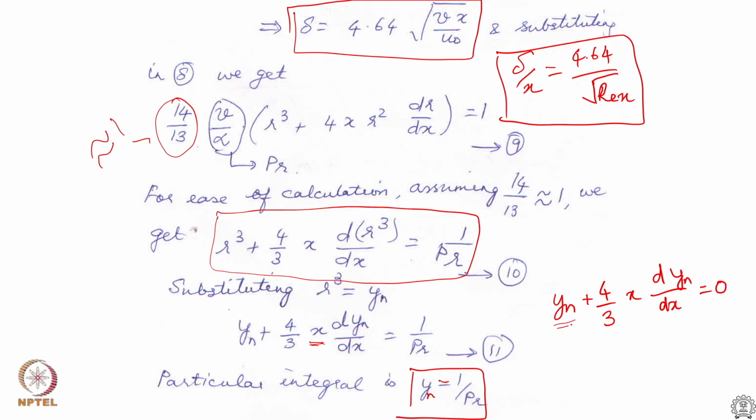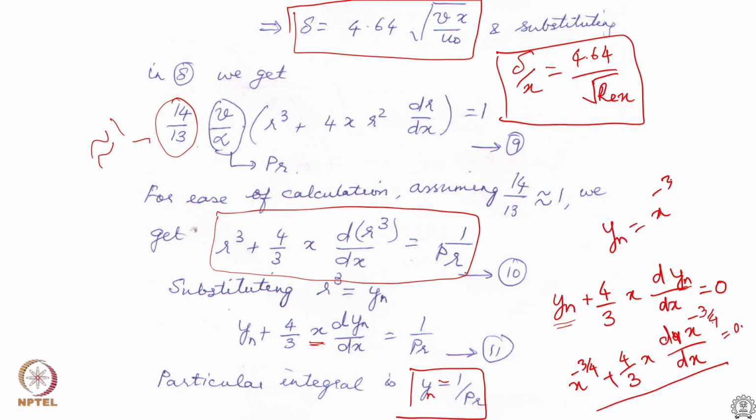So, we know that there is 4 by 3 and there is x here, so y n is the only factor. So, if we use the value of y n equal to x raised to the power minus 3 by 4 and take d by dx, then you will realize that this term can be used to negate this term, and you will get that this is equal to 0. So, the homogeneous solution will be y n equal to x to the power minus 3 by 4.